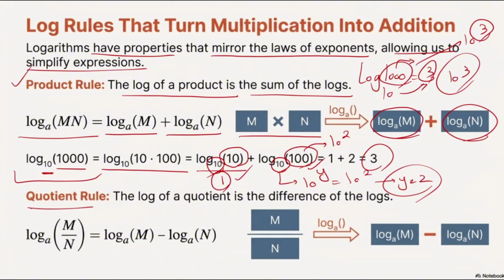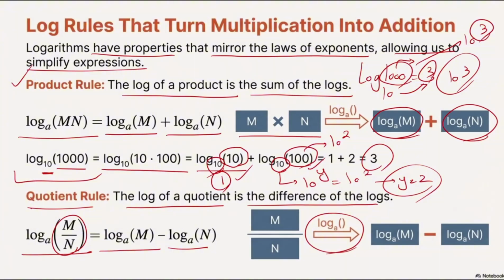What about the quotient rule? What would happen if I have a division over here? The log of a quotient is the difference of the logs. It means that log of m divided by n with the base of a is going to be log of m with the base of a minus log of n with the base of a. So when I have m divided by n, I have something like this, as simple as that.